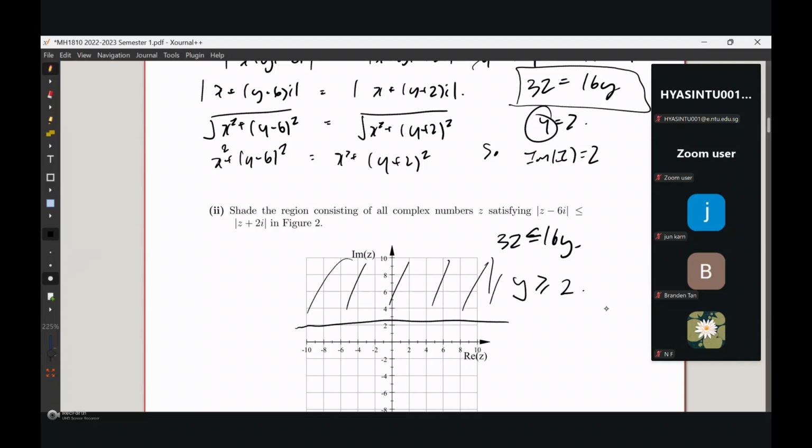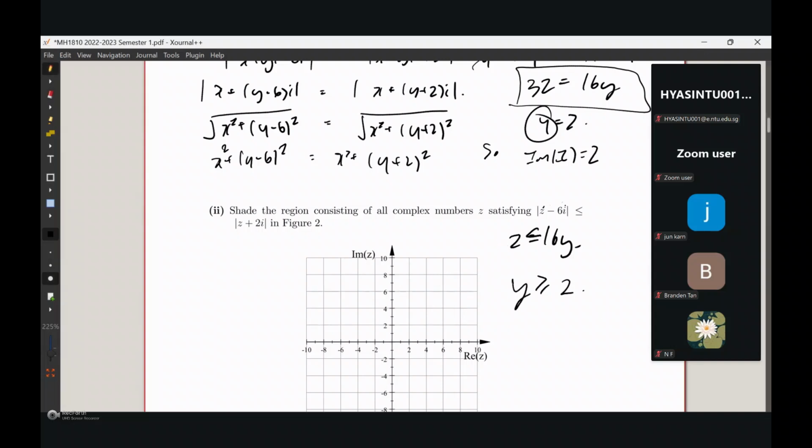Okay. Alternatively, to look at this geometrically, this means that you want to find the region where the distance between your complex number z and 6i is less than or equal to the distance between z and minus 2i. Okay, so you can look at it geometrically.